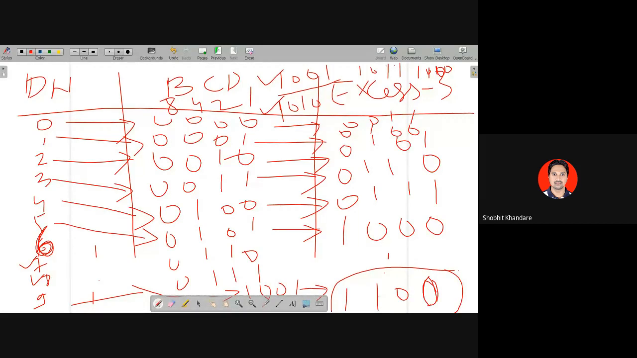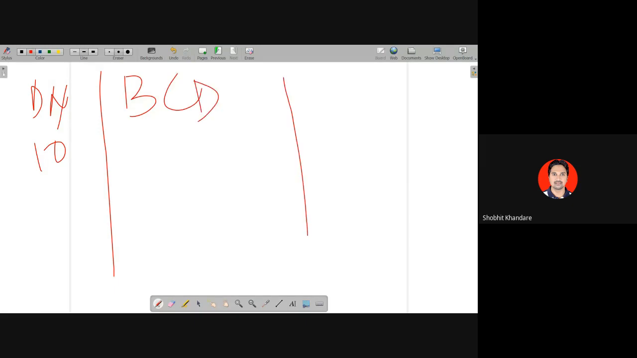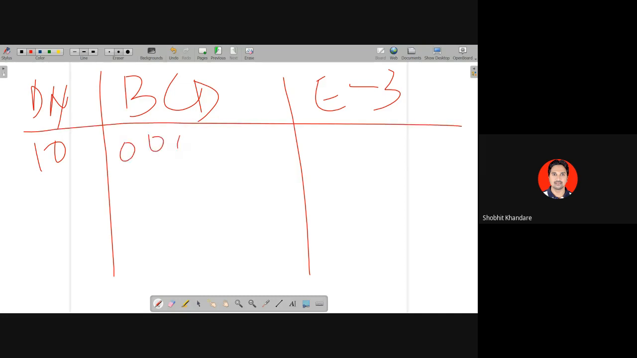So similarly for 10, 11, 12, 13, 14, 15, 16, everywhere. Now let me tell you with an example. If I take the decimal number 10, what is the BCD of 10 now, and what is the XS3? How will you write down this 10? 10 will be written as 0001 and this 0 will be written as 0000. Now here I have to add 3. So if I add 3 here, it will be 0011.